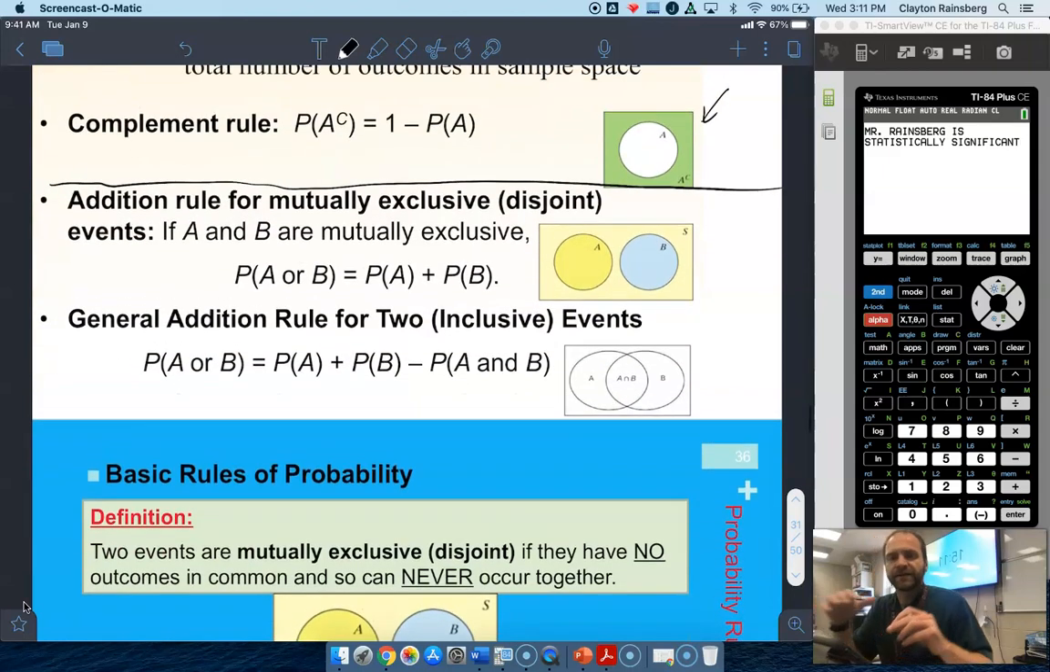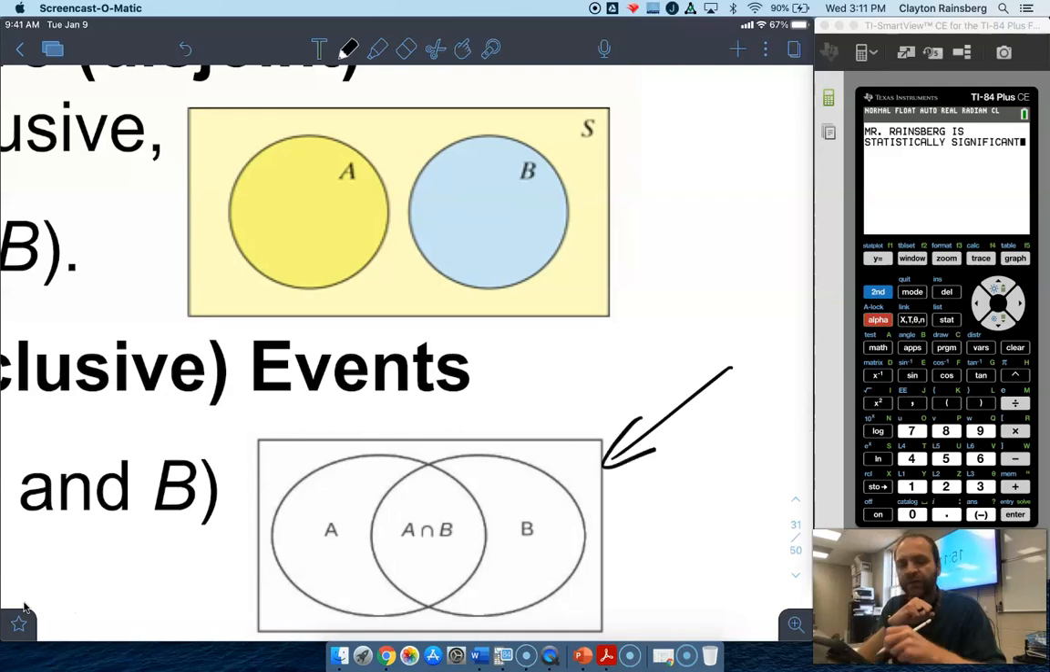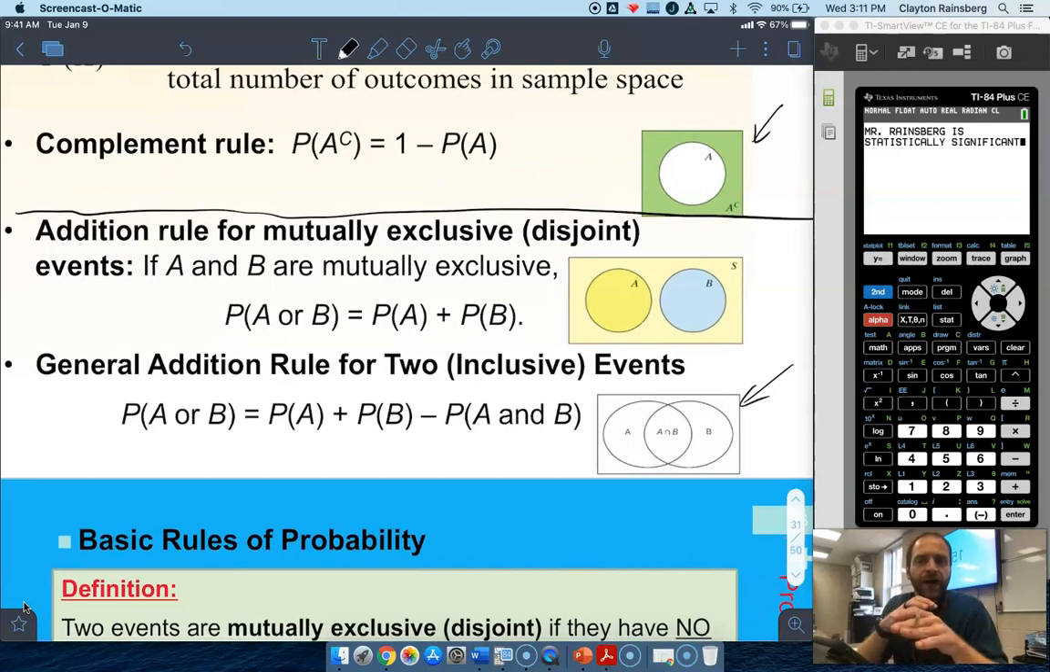Now there are two things. There's a mutually exclusive event. You might see it as the word disjoint, and that means they have no outcomes in common. So the probability of event A or B occurring is the sum of them. Two mutually exclusive events have no outcomes overlapping. If they are inclusive events, they have overlapping. So exclusive, no overlapping; inclusive, overlapping. And the general idea gives you the general addition rule for probability, which I always focus on.